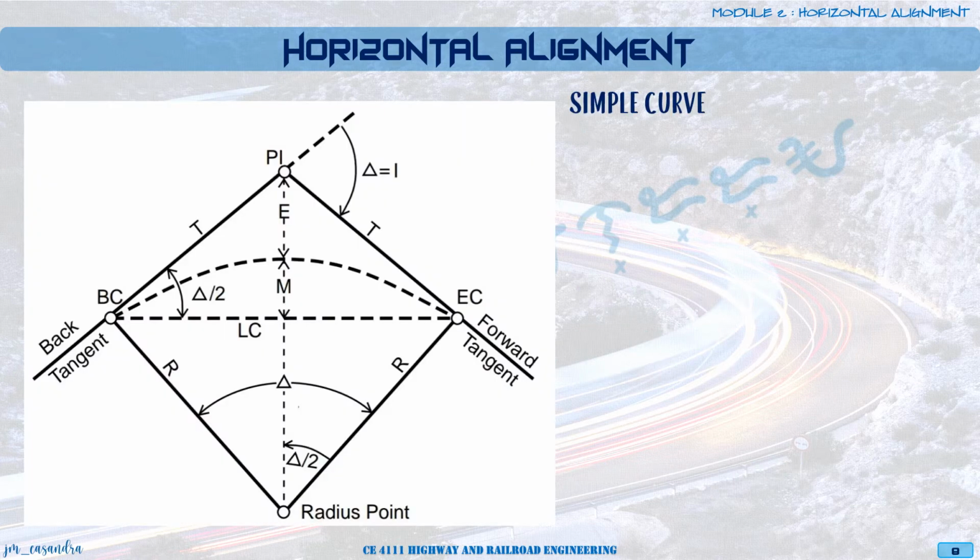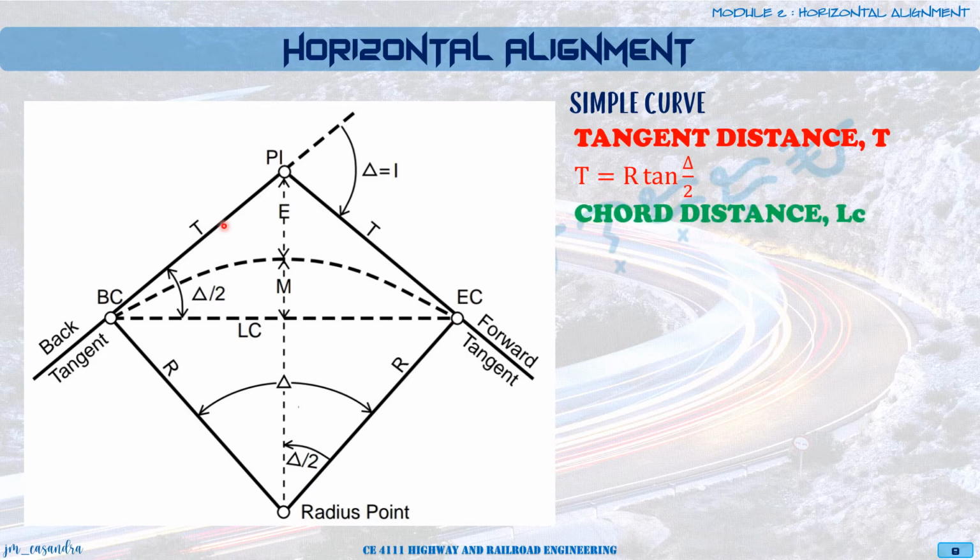Since we are applying simple curves in our design of horizontal alignment, let us just have a rundown of the equations we use for simple curves. We have your tangent distance, T. That is computed as R tangent of central angle divided by 2. Then we have our chord distance, LC. This one is computed as twice your radius times sine of delta over 2.